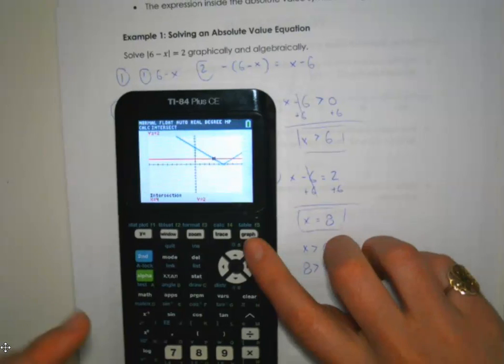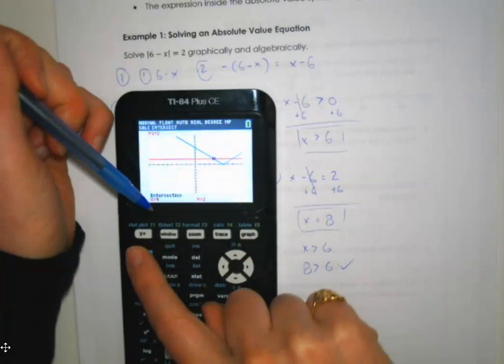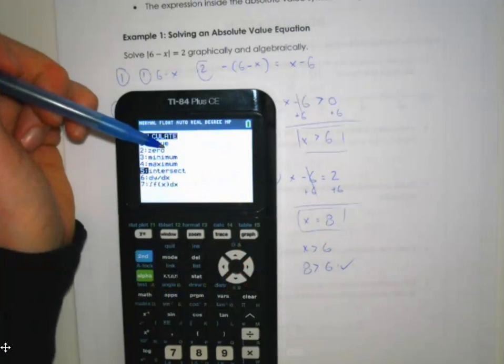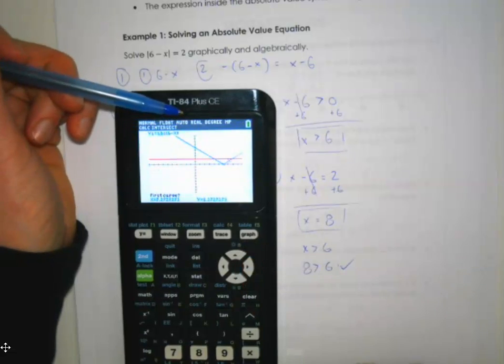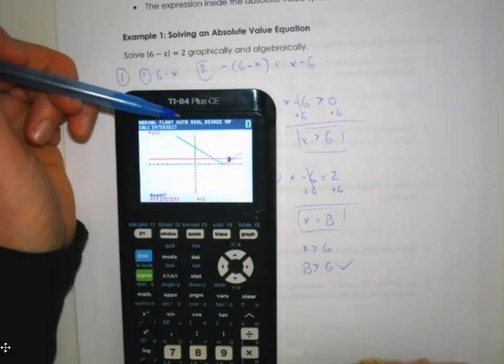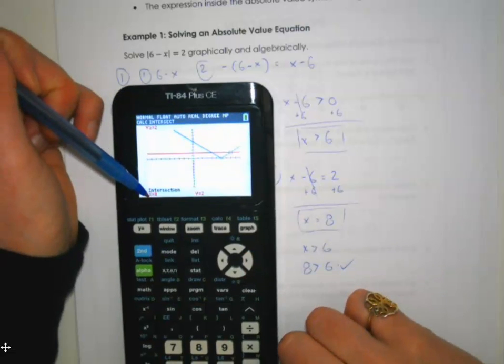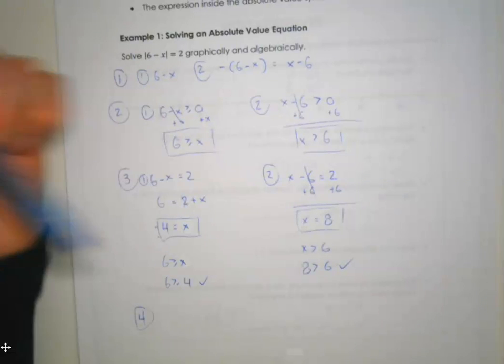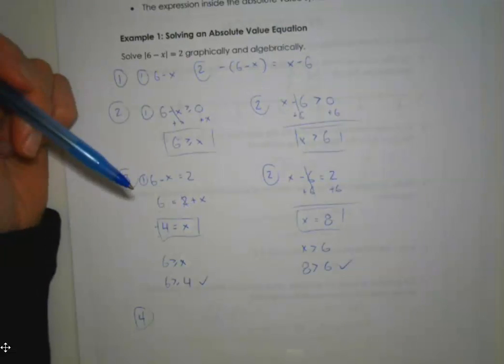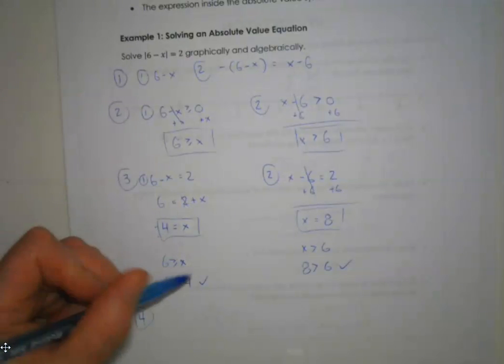Okay, you can do the same thing for the other side. You would just go in, second function trace, intersect, but this time you just want to make sure that you're closer to that intersection. So you'd hit enter, enter, enter, and we see that our intersection is at x equals 8, y equals 2, which was our other solution. So that is verified. Okay, so you can check it by graphing.